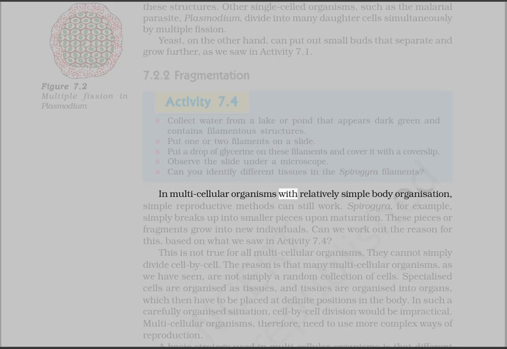In multicellular organisms with relatively simple body organization, simple reproductive methods can still work. Spirogyra, for example, simply breaks up into smaller pieces upon maturation. These pieces or fragments grow into new individuals. Can we work out the reason for this, based on what we saw in Activity 7.4?